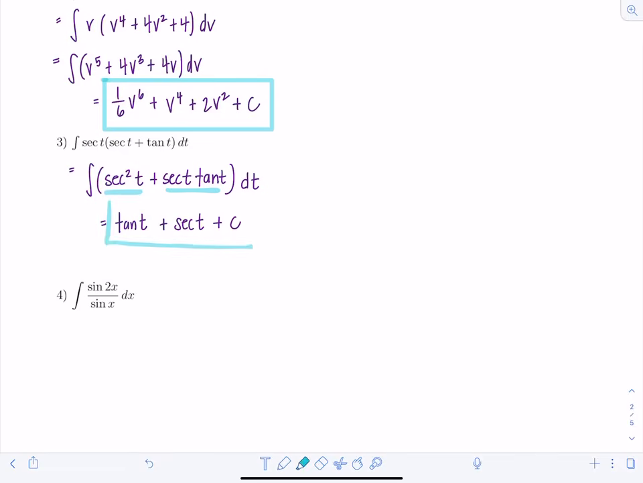So if you didn't learn your trig derivatives, you're going to have a really rough time with this section because now you have to go backwards.